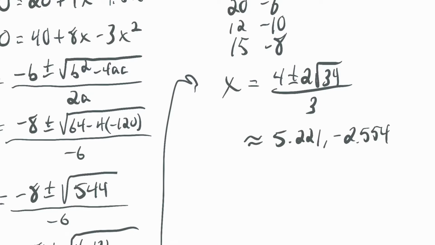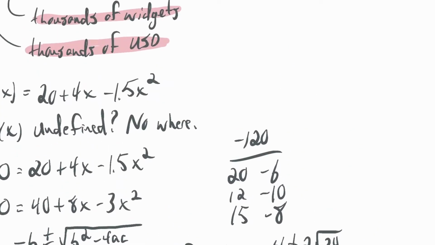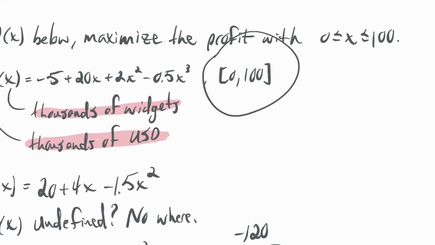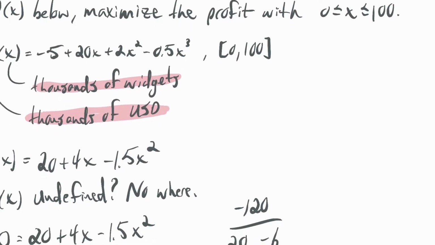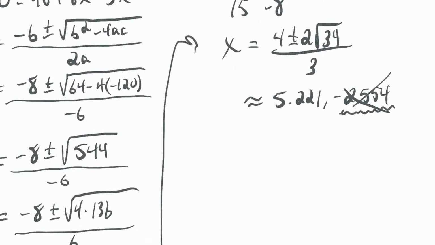Now, of course, I don't want negative values, right? Because how am I going to make negative widgets? So just get rid of that. We don't need that number. So x is about 5.221. So now, since I have a closed interval, I can apply the extreme value theorem and just check the original function at each of the endpoints of the interval and at the critical number.